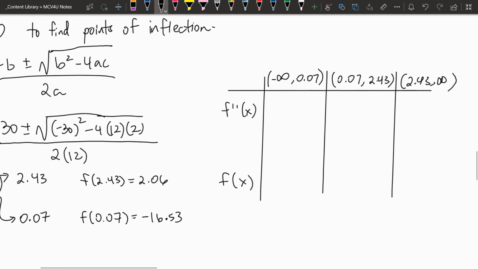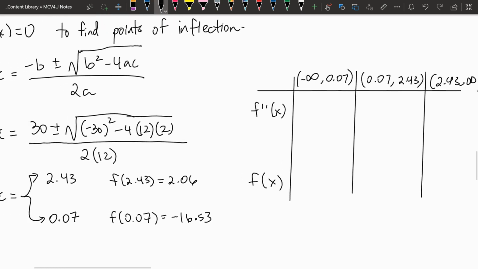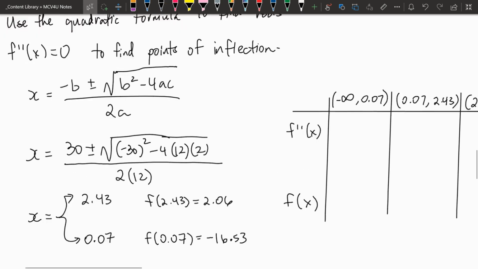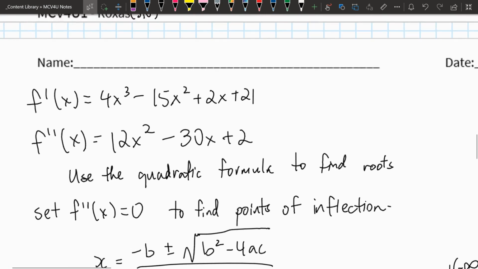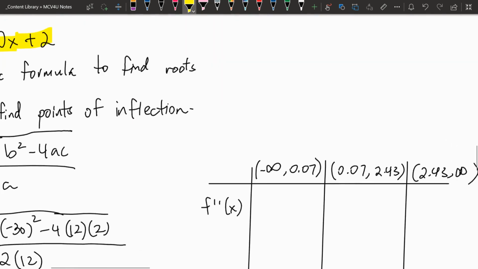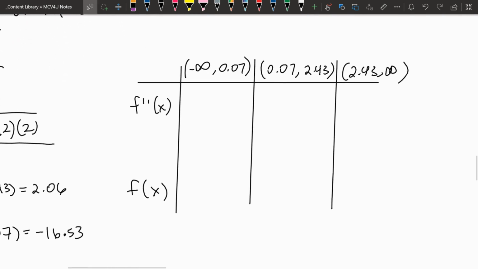So let's take a test point from negative infinity to 0.07. Pick a negative 1. Plug it into the second derivative. All right, so 12 times negative 1 squared is a positive number, to be precise, it's going to be 12. Minus 30 times negative 1, so it's plus 30 more. Plus 2, that's a positive. All results in a positive. Okay, positive sign for the second derivative, which means the graph of f of x is concave up.